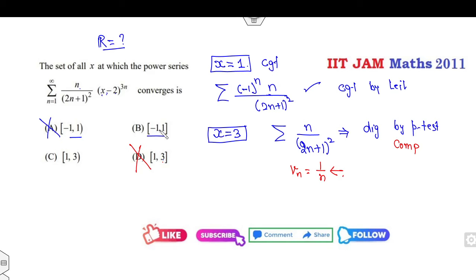So now there are two options. We can check one option in between them. Fine. So how can you do that? I can simply choose x as, say, 0.